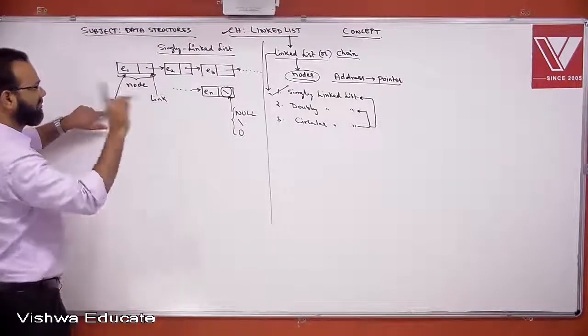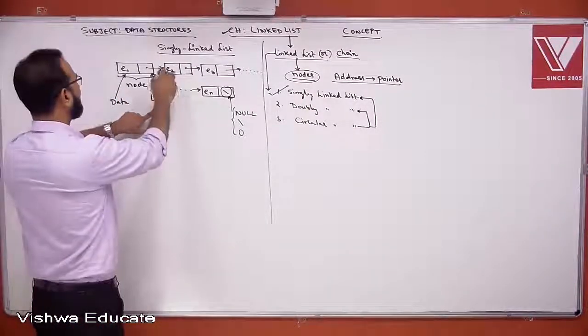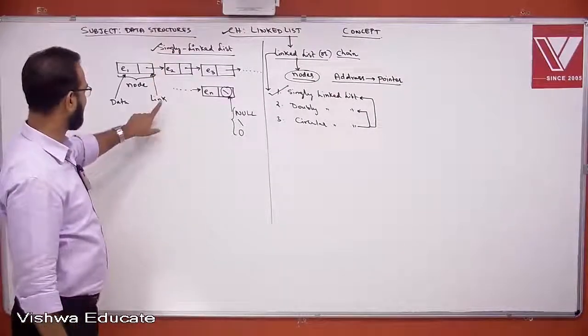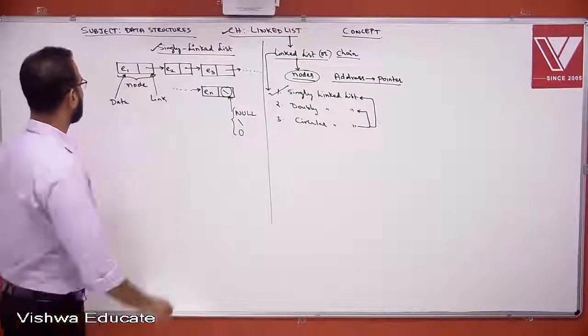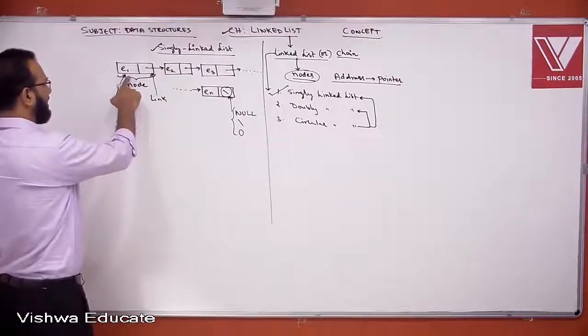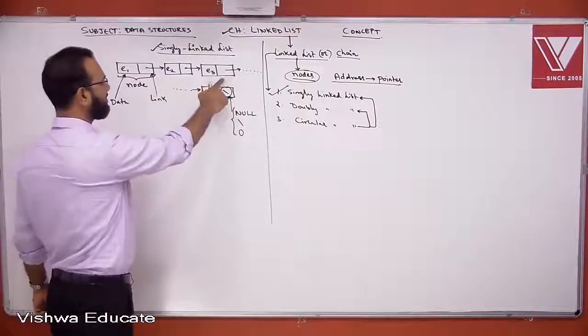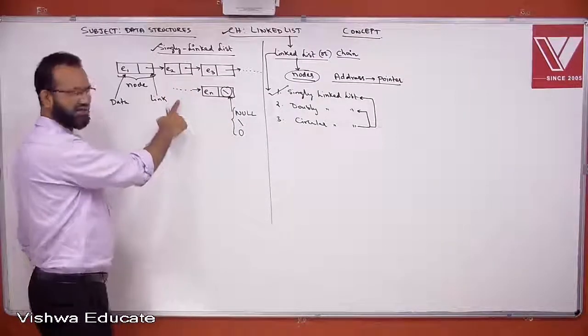Since only one pointer variable is included in this singly linked list, the name given is singly linked list, the name chain. In this chain we have only one pointer variable, that's why it is a singly linked list. Now the address of the second node is stored in the first, the address of the third node is stored in the second, and the address of the last node is stored in the second last.